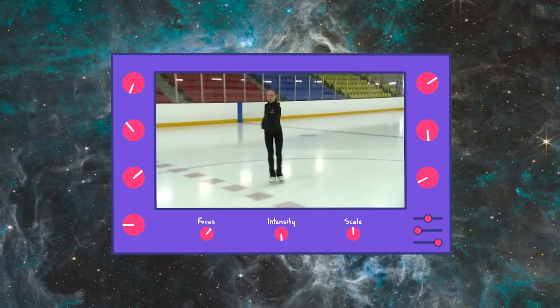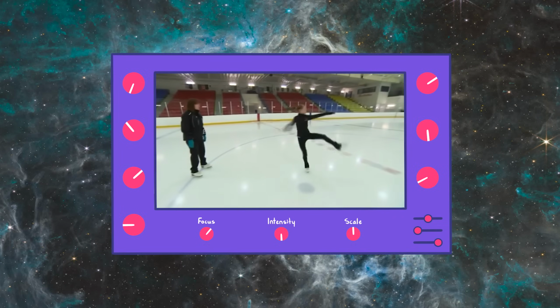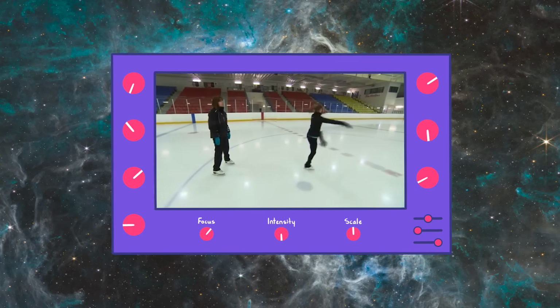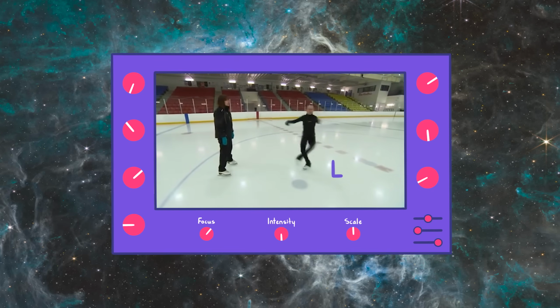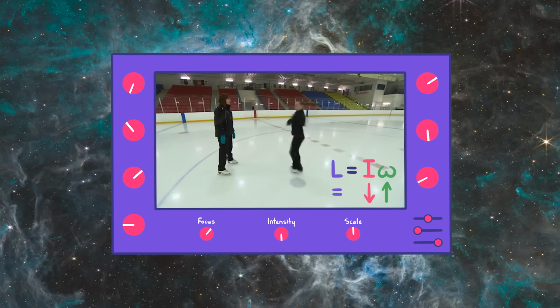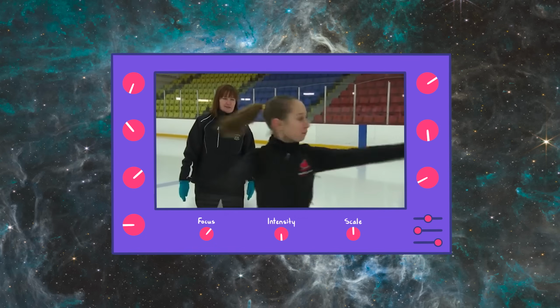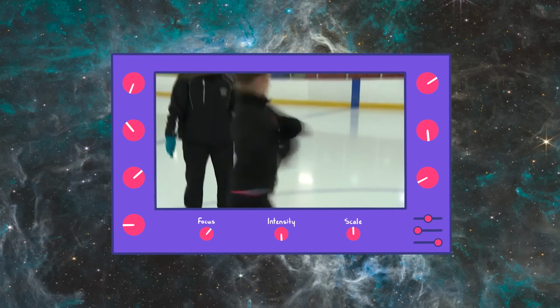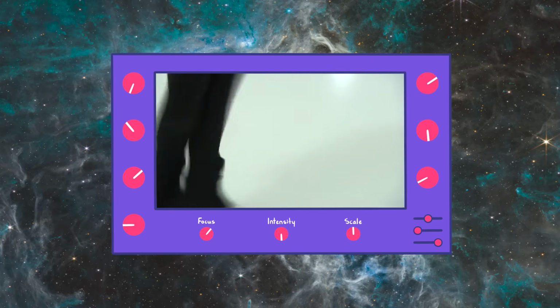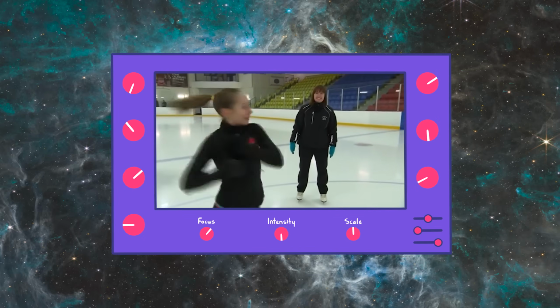Here we see a world record figure skater. As she draws her arms in, she reduces her radius, which reduces her rotational inertia. Because angular momentum is conserved and our rotational inertia decreases, her angular velocity must increase. Once they're in their spin, the rotational speed is dictated by how tightly they can pull the mass of their arms and their free leg to their axis of rotation.